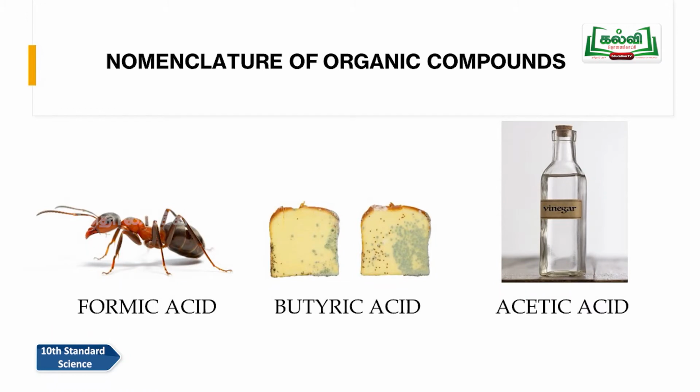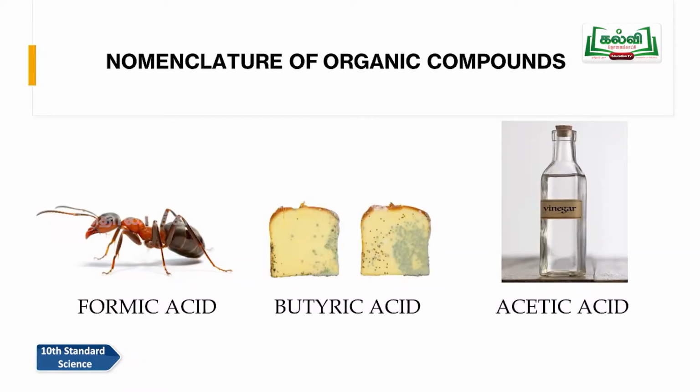Let us next see about the nomenclature of organic compounds. What is the meaning of nomenclature? Nomenclature means the method by which names are given. So, how are names given for organic compounds? That is what we are going to see in the next topic.